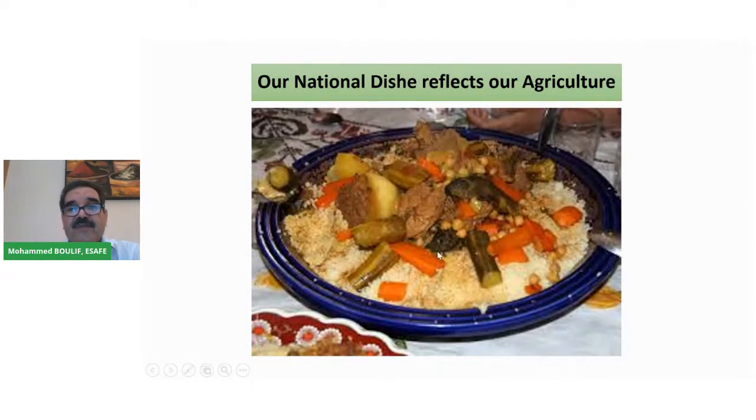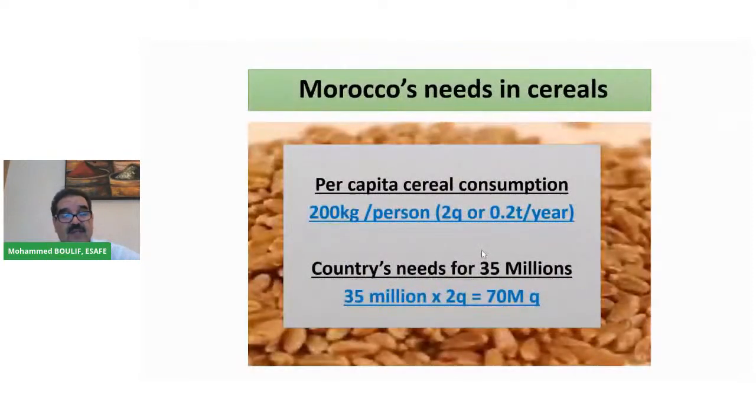Our national dishes reflect our agriculture, and the same should be for other food systems in Africa. The ones that are dominated by cassava, the other ones by rice, by maize, and so on and so forth. So you just go and look at the food habits of the people and guess what their agriculture is. And if you need to move toward food self-sufficiency, you have to address agriculture at the base. You have to address the crops that compose the national dish of the country.